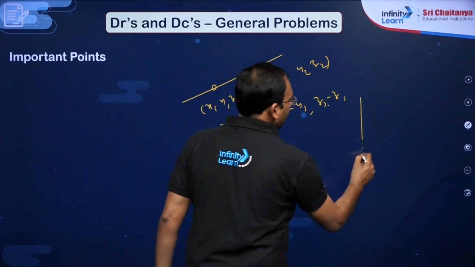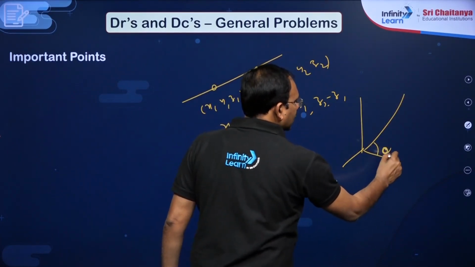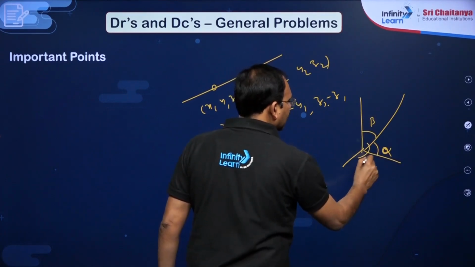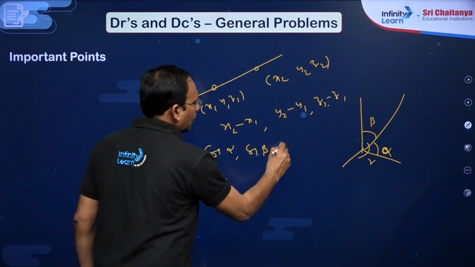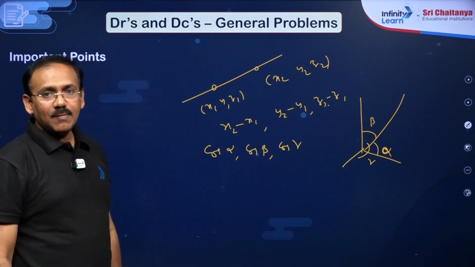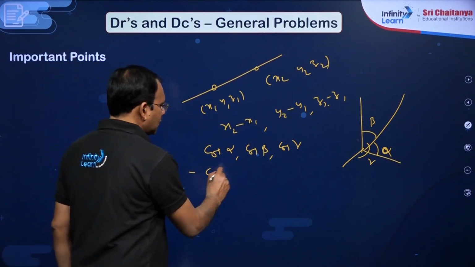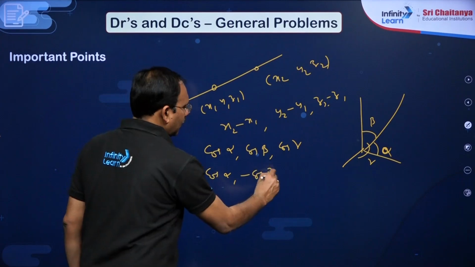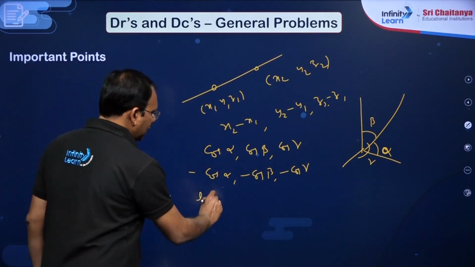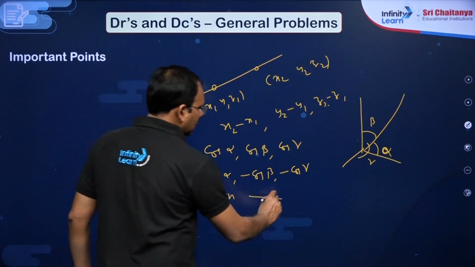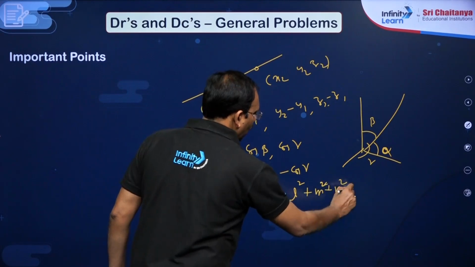And do remember, DCs are the actual ones. If a line makes an angle alpha with the x axis, beta with the y axis, gamma with the z axis, then cos alpha, cos beta, cos gamma are called direction cosines, DCs. Even minus cos alpha, minus cos beta, minus cos gamma are also DCs. Generally, if l, m, n are DCs, then l square plus m square plus n square equals 1.